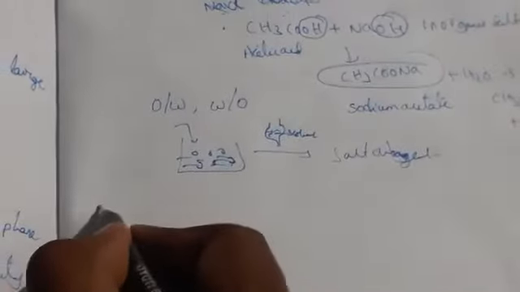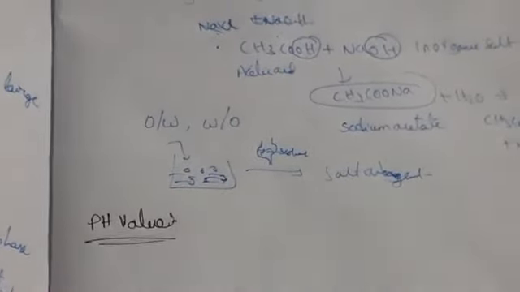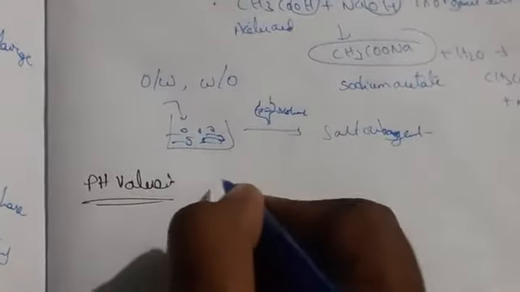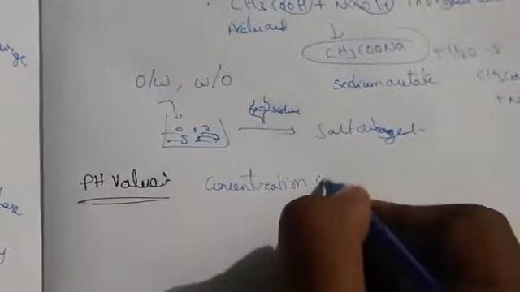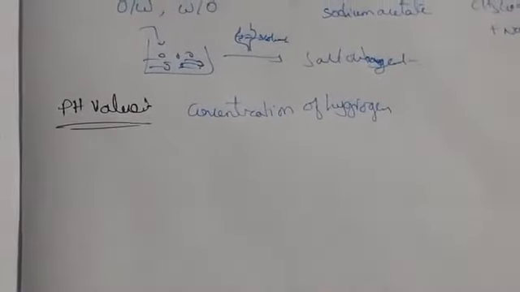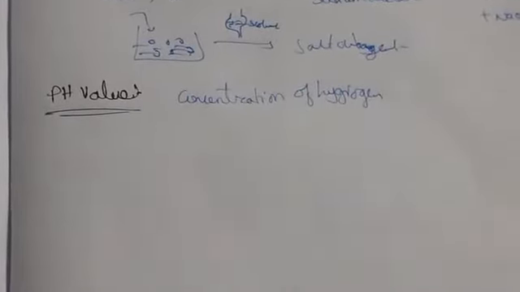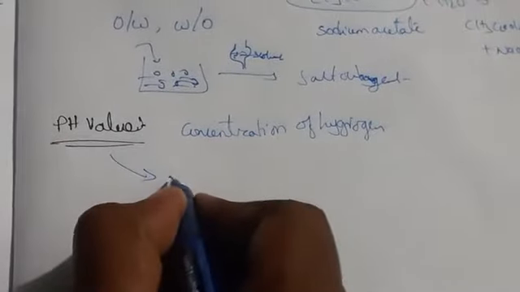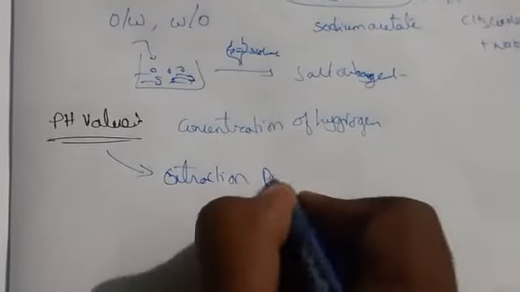So let us discuss here the fourth factor, that is pH value. So what is pH? pH is nothing but concentration of hydrogen. So how much hydrogen are we taking here? The concentration of hydrogen may be low, may be high. Okay, so mainly the pH will depend upon the extraction process. It depends upon what here? The extraction process.